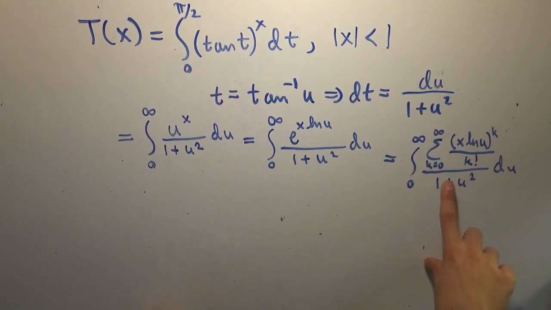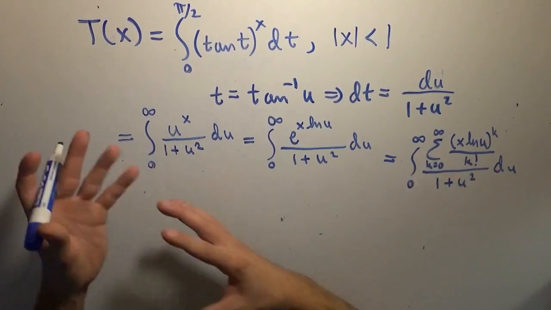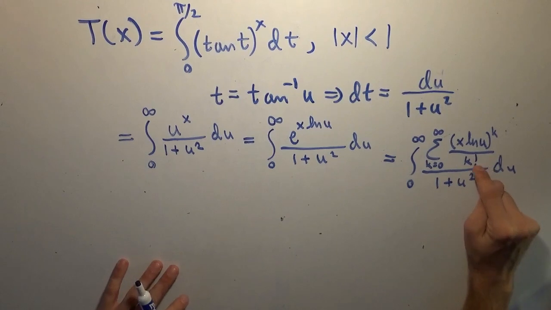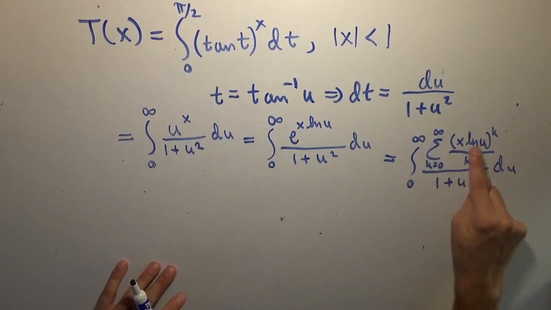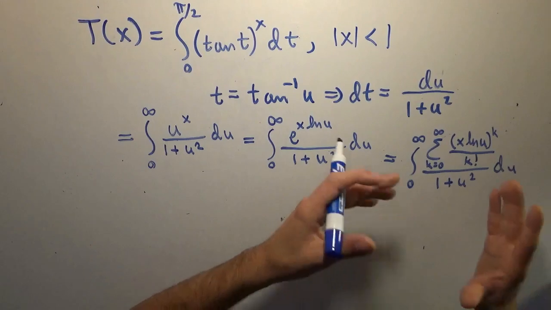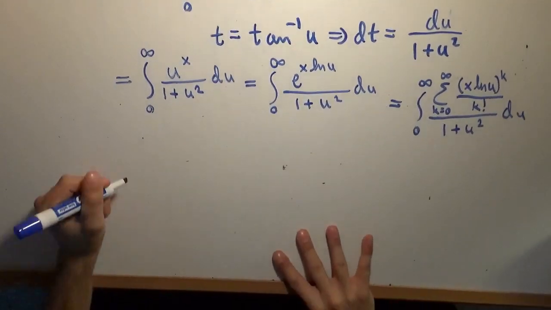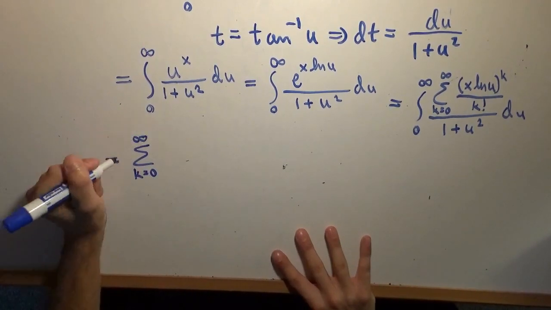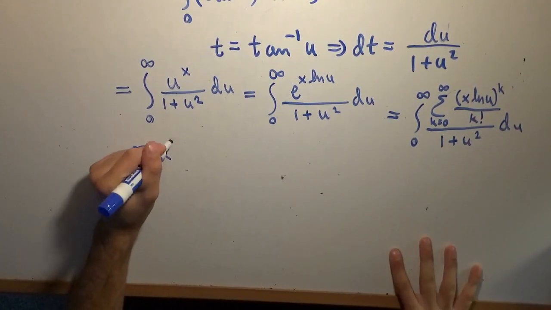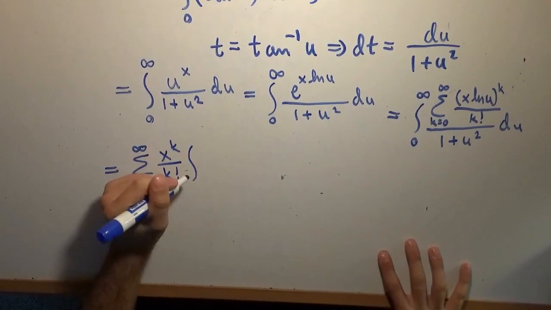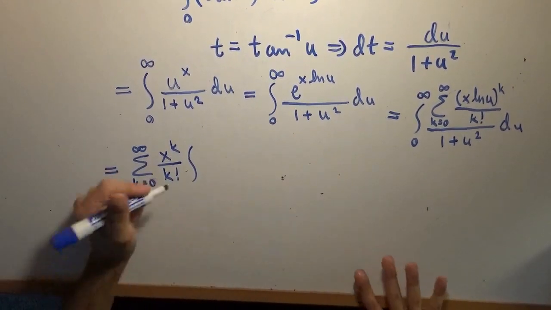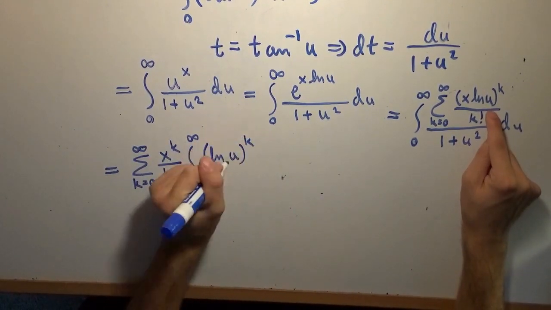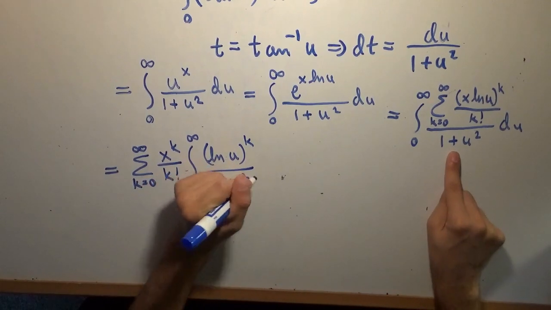But now what we're going to do is take everything that doesn't depend on u and just factor it out of the integral. That includes the summation, because it's got an index of k, that includes the 1 over k factorial, and that includes the x to the k power. So all of those things do not depend on u, so we can simply factor them out of the integral. And you'll see that we end up with the sum from k equals 0 to infinity of x to the power of k over k factorial times the integral from 0 to infinity of the natural logarithm of u to the power of k over 1 plus u squared du.